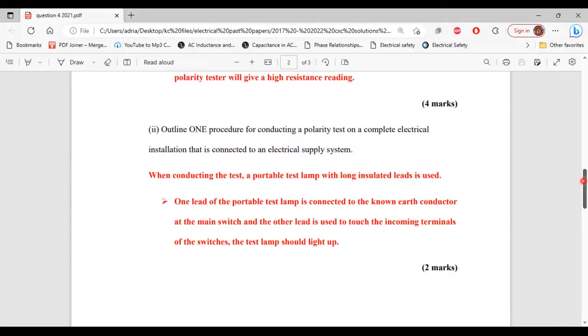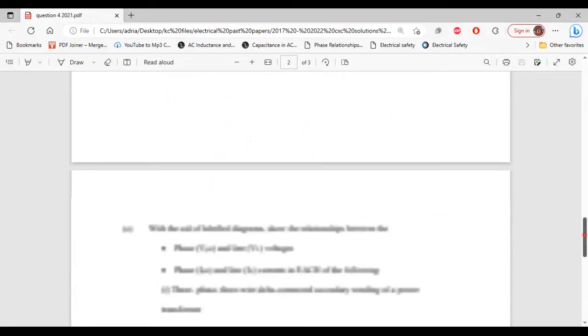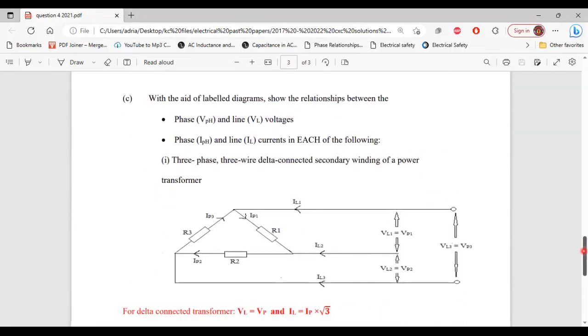It says outline one procedure for conducting a polarity test on a complete electrical installation that is connected to an electrical supply system. Alright, so here's the procedure. One lead of the portable test lamp is connected to the known earth conductor at the main switch, and the other lead is used to touch the incoming terminals of the switches. The test lamp should light up. Alright, so that's it for the procedure, and that's it for part 2 of B. Now let's move on to part C.